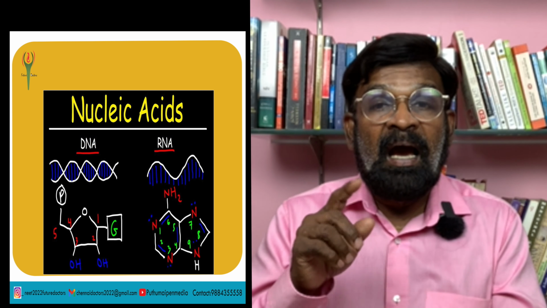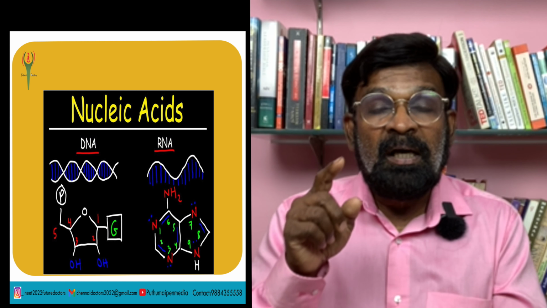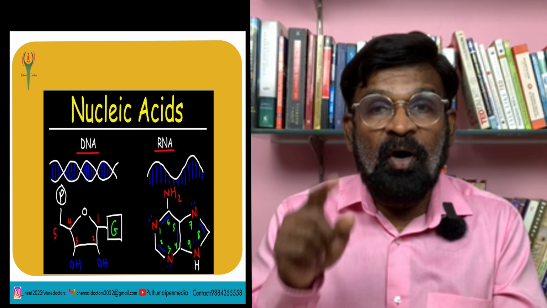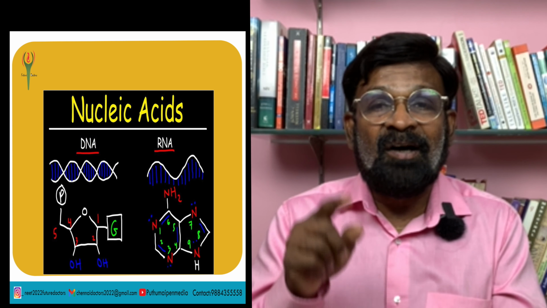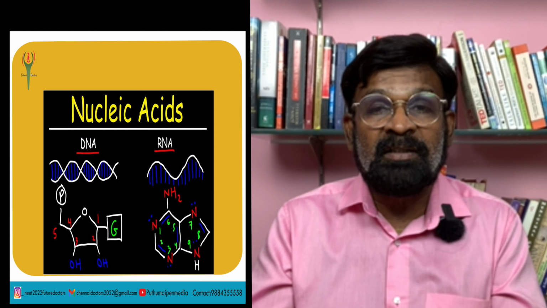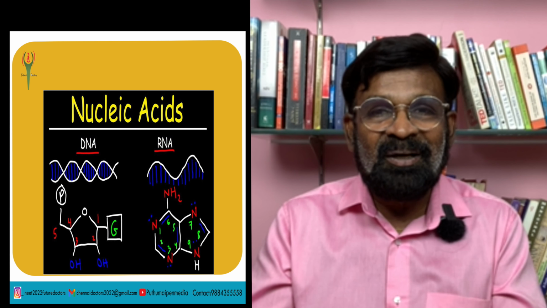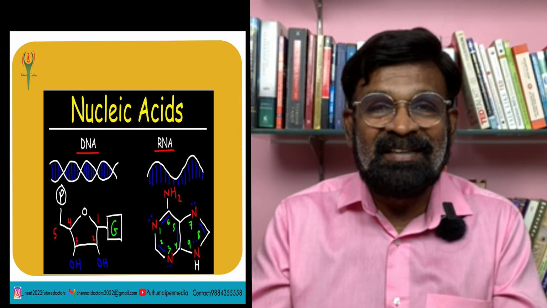Cytosine, uracil and thymine are pyrimidines. Then there are monosaccharides, ribose or deoxyribose, and phosphoric acid or phosphate. A nucleic acid which contains deoxyribose sugar is called deoxyribonucleic acid. It is DNA.